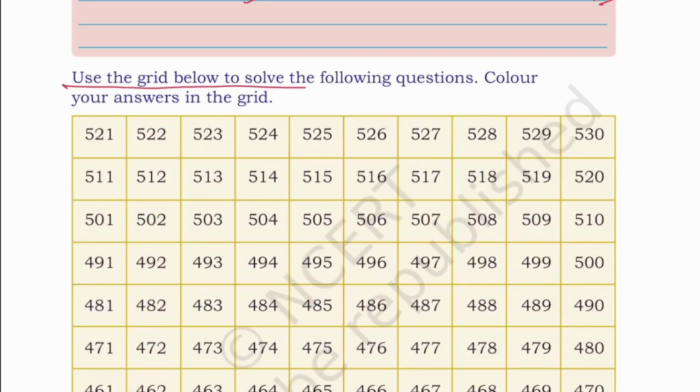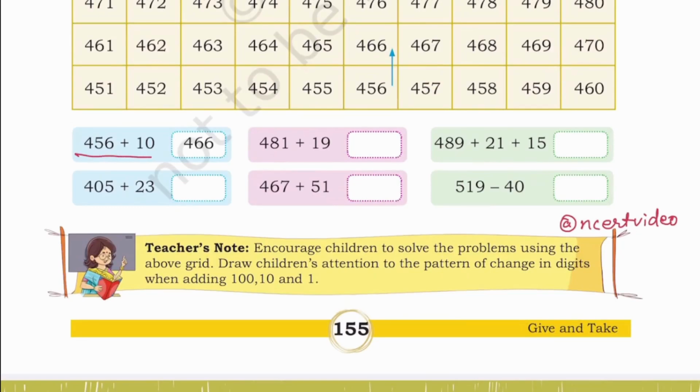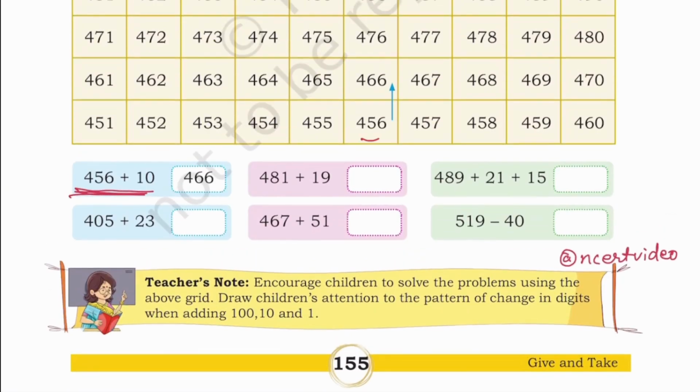Use the grid below to solve the following question. Color your answer in the grid. Here a grid is given. One has been done for you. 456 plus 10, that is 456 plus 10, you will get 466. You have to color this.